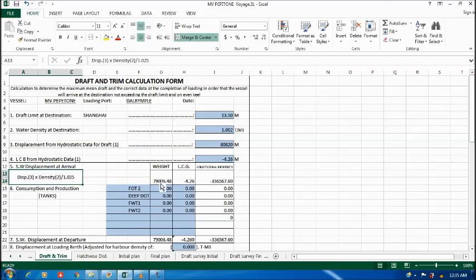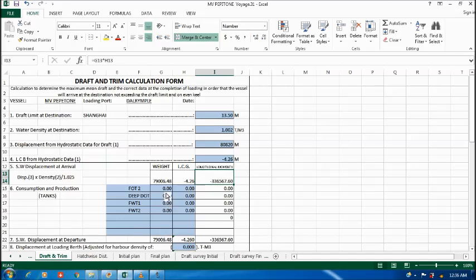By using this formula, we will get the total displacement in seawater at arrival, by multiplying the displacement, number 3, 80,820 tons, multiplied by the water density 1.002 divided by seawater density 1.025. That's why we get a total weight of 79,006. And the LCG multiplied by the weight gives us the total longitudinal moments.